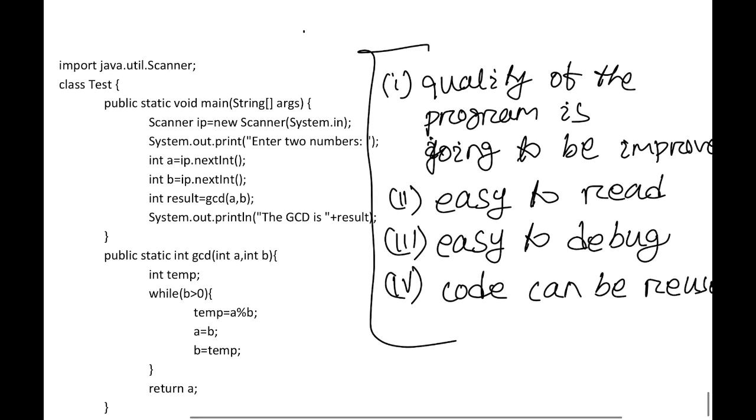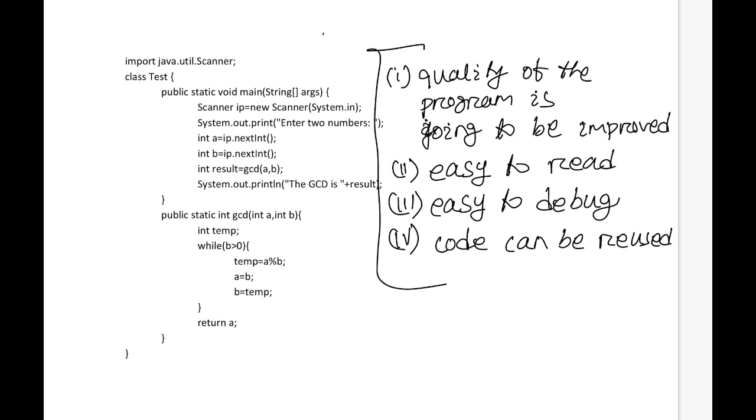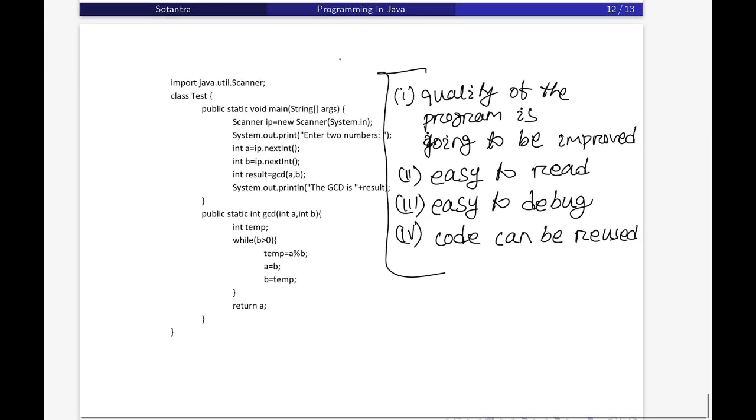So we can isolate the computation from the rest of the code, or we can isolate some part of the code from the rest of the code, and hence the quality of the program is going to be improved and it becomes easy to read, easy to debug, or we can say easy to find the errors. And if we use methods, the code can be reused. That we have discussed earlier, while introducing the concept of methods. So these are the benefits of using methods in programming.